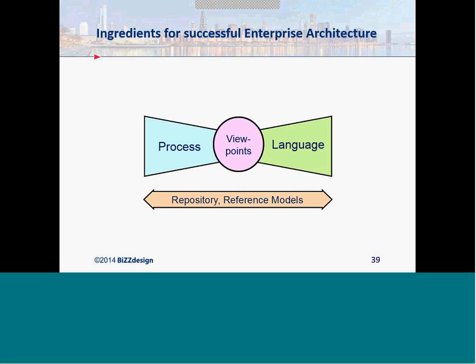an enterprise architecture approach should consist of at least a process, so a step-by-step way of working in designing, developing, and creating your architecture in the organization, and a language to express your enterprise architecture. There are models, and where process and language meet is in the world of viewpoints, where you make relevant points for the different stakeholders in your organization. All of this is then supported by a repository and might be related to reference models.